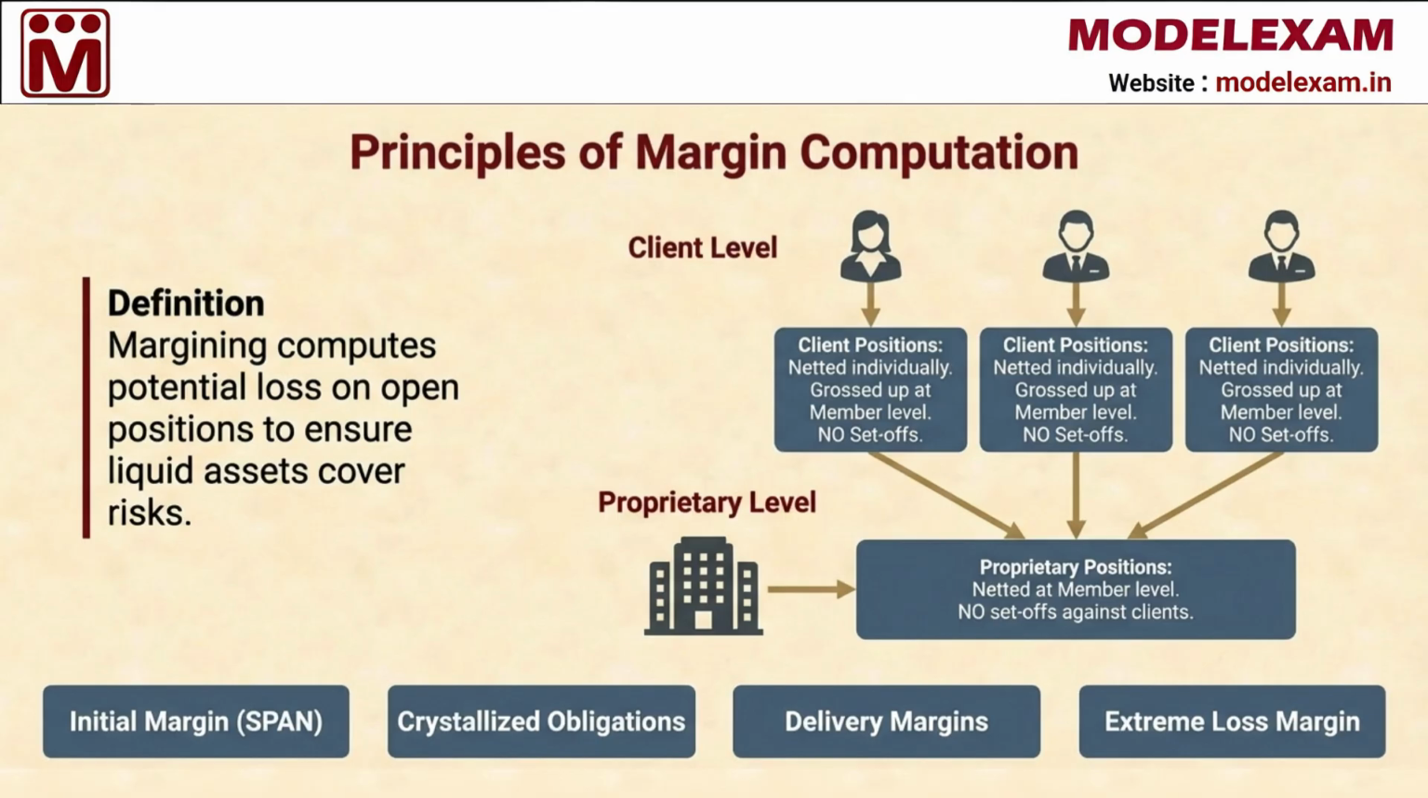Building on that foundation, we need to understand how margins are computed. Margining is simply a way to calculate the potential loss on open positions to ensure there is enough cash or collateral to cover those risks. For individual clients, positions are netted for each person but then added up together at the member level without any offsetting between different clients. For proprietary trades, which are the broker's own trades, the rules are kept separate to ensure no one is using client money for their own risks.